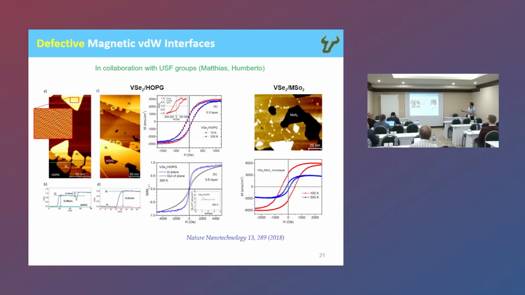Now let's go to the final part of what we discussed, which is very interesting: we consider the defective magnetic van der Waals interface. Just to bring you back to the system we highlighted before, vanadium selenide monolayers grown on graphite and also on MoS2. In this case, we clearly see that when you grow on graphite, the magnetic hysteresis loops look very clear from both VSM and MOKE. However, the temperature dependence is very weak compared to the vanadium selenide monolayer grown on MoS2.